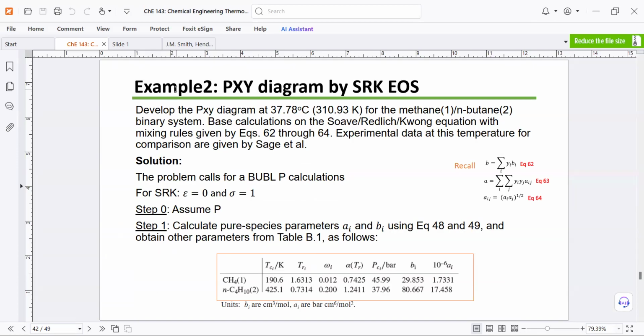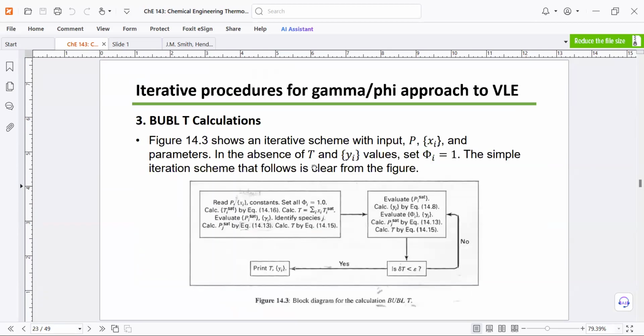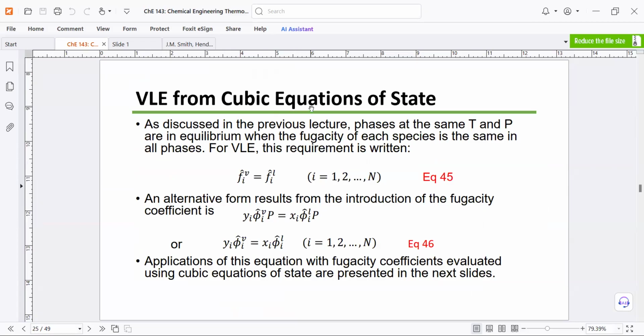Now, for the next video, we will solve both example 1 and example 2, but please check the problem because the name of the problem in the video is not example 1 and not example 2. So please just match the problem, to find the problem by reading through the problem. All right. That ends the video on the cubic equation of state, VLE from cubic equations of state.